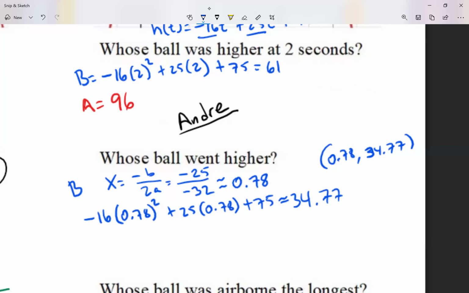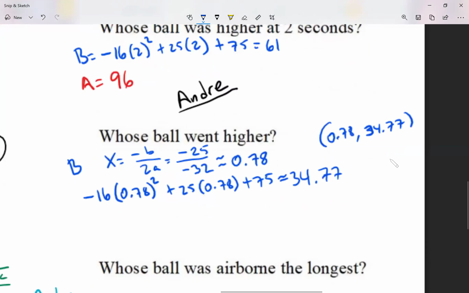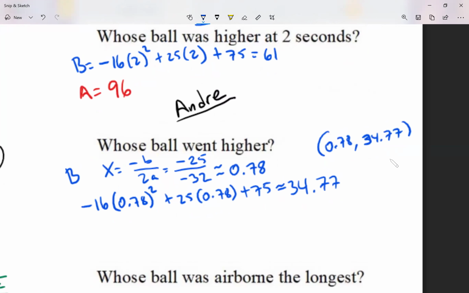What the vertex means is my x value is the time. It reached the highest point at 0.78 seconds. The second value is the height. It reached the highest point of 34.77 feet. Good. Now let's take a look at Andre.